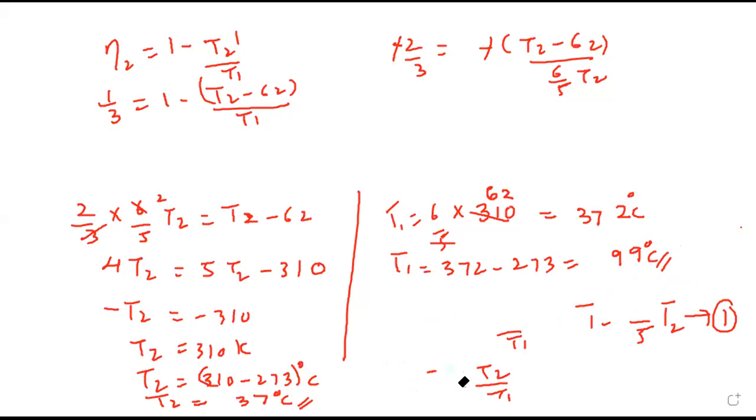See here, a common mistake. We will get T2 as 37 degrees and we substitute that in the first equation. But when you are substituting in the first, you should put it in Kelvin. This is the only chance of a mistake. So now everybody has followed the sum. Answer is 99, 37. Yes, sir. Okay.